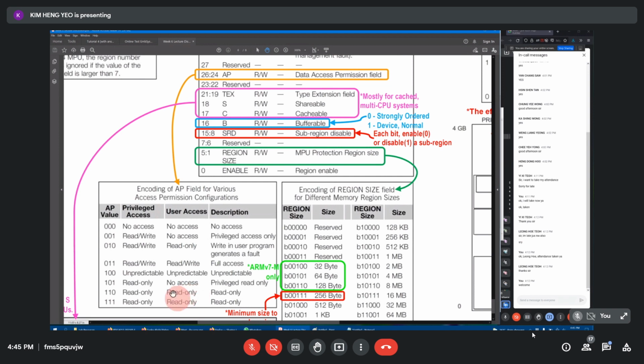So for unprivileged read only, I have two possible values. I can use either 110 or 111. Unprivileged read only means privileged can also read only, so read only for both privileged and unprivileged. So I can use 110 or 111, 6 or 7. Up to you. I take 6. So I need 6 left shift by 24.